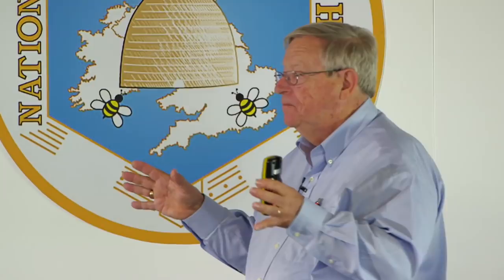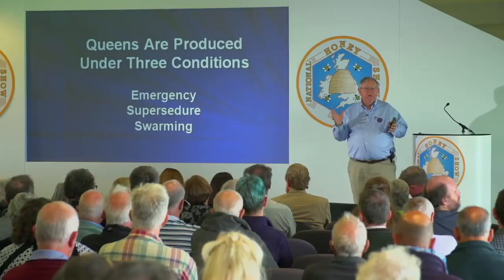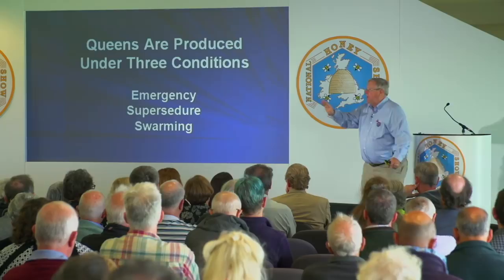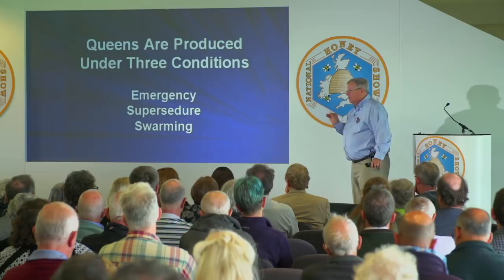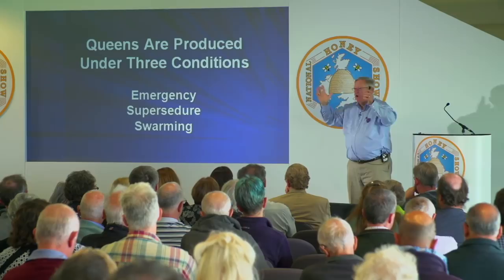All right, now, when you go into a hive and you're checking on its condition and deciding what you must do, if you see any queen cells, that tells you something is going on. You're not supposed to see queen cells. All right? So that's your first clue that something has gone awry. Now you, as the beekeeper, have to decide, why are they producing queens? And secondly, what should you do about it?